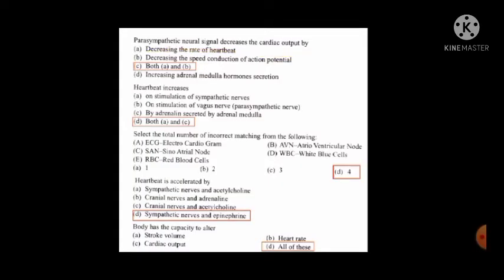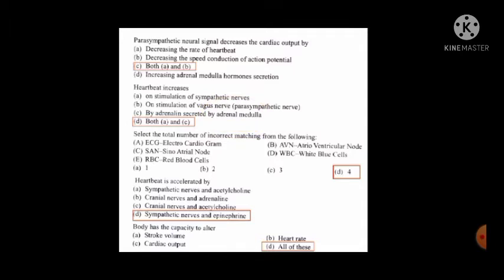Parasympathetic neural signals decrease the cardiac output by decreasing the rate of heartbeat and decreasing the speed of conduction of the action potential. Heartbeat increases because of stimulation of the sympathetic nerve and by adrenaline secretion by the adrenal medulla. The adrenal gland is present on the kidney.